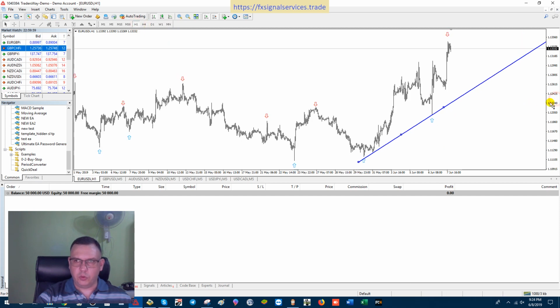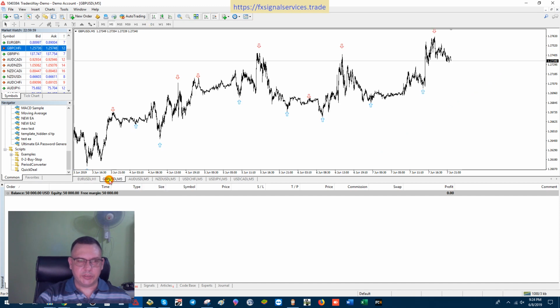You should be seeing this on the 1 hour chart, form a blue arrow, and when it does, that's the time to buy. Okay, so moving on. Next is GBP USD, and we see kind of the same thing.